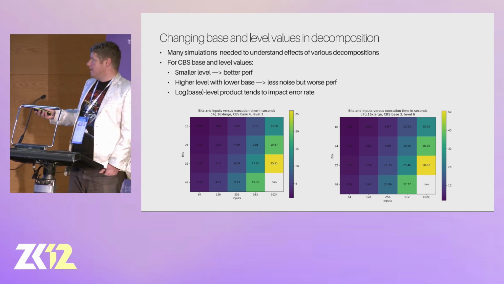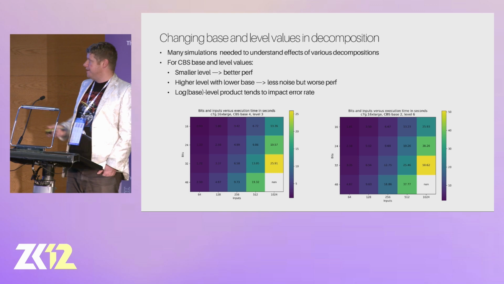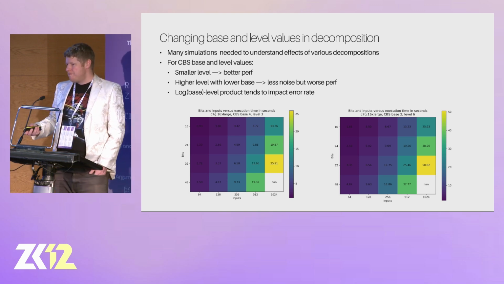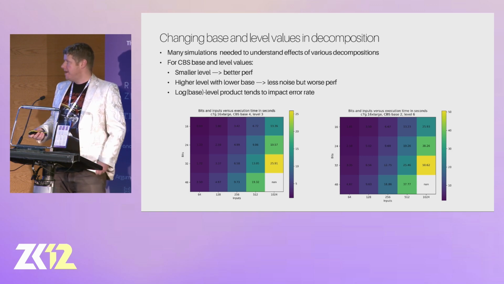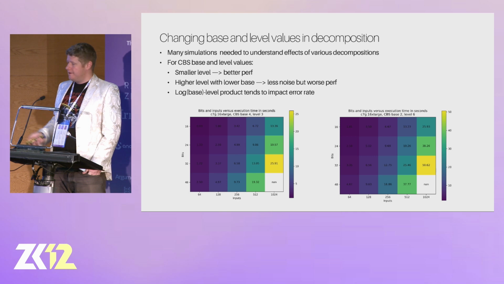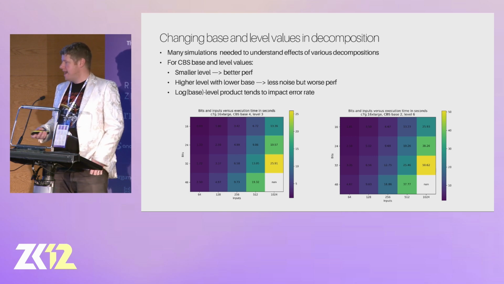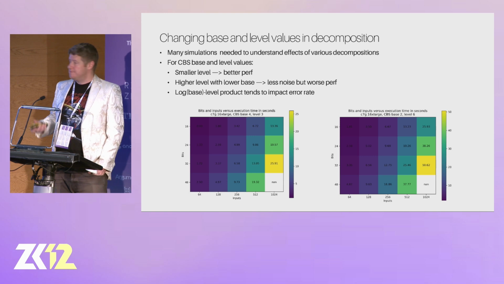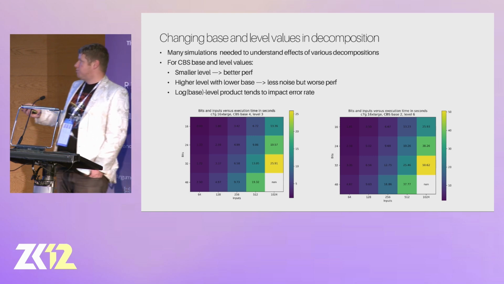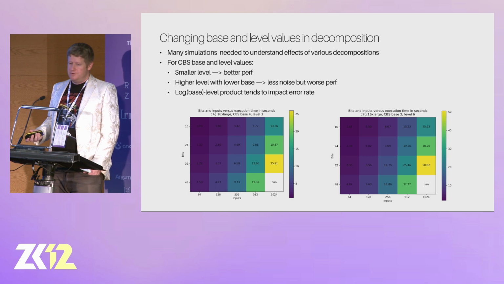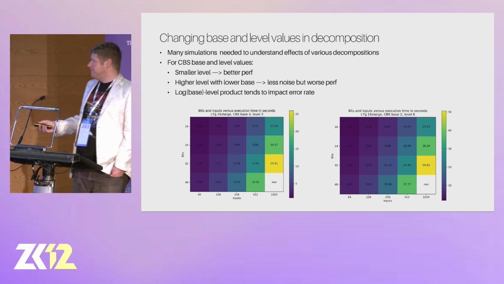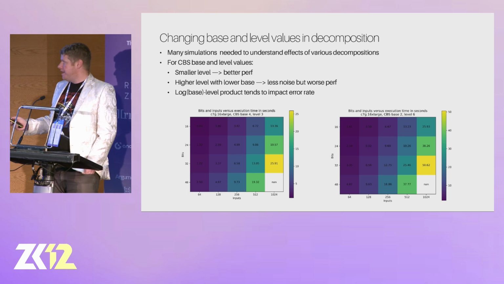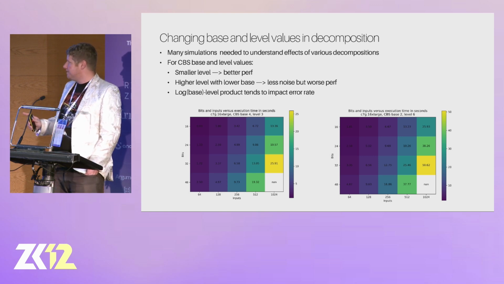And then there's this interesting relationship with the log of the base times the level. This represents how approximate your decomposition is. So if you had a 64-bit value and the product of this is 34, then you have captured roughly half the message in your approximate decomposition. This product is very non-intuitive as to what the sweet spot is, and it varies from decomposition parameter to decomposition parameter. And here we have two graphs highlighting, as we change the CBS radix and base levels, what happens to the performance in some application.